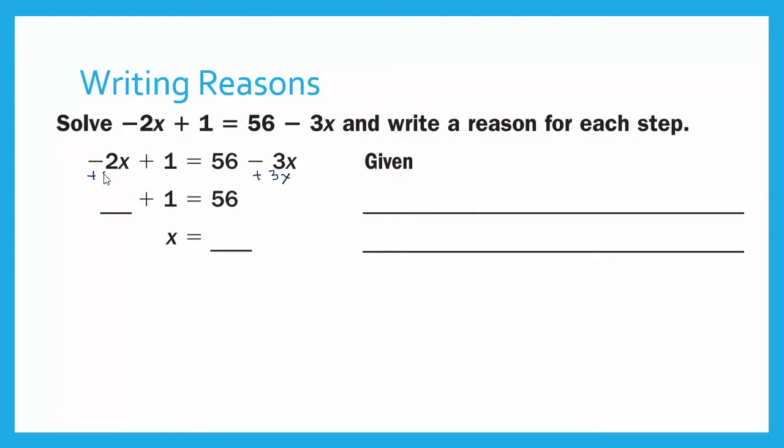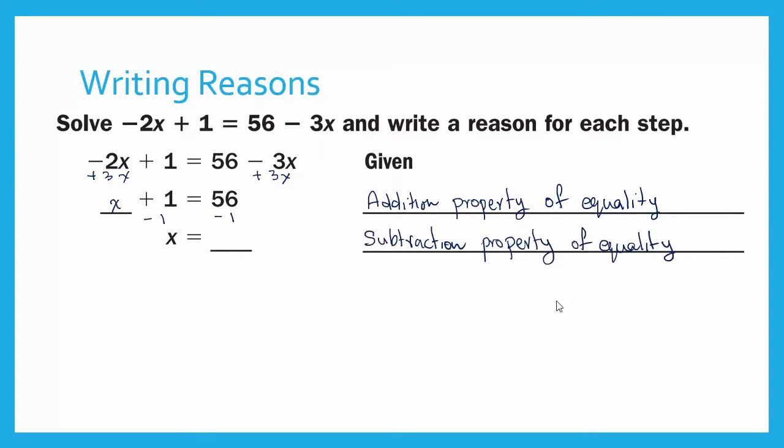And when I add 3x on both sides, what I'm doing is the addition property of equality. Negative 2x plus 3x is just 1x, and 1 times x is just x. So I've got x plus 1 is equal to 56, so negative 3x plus the 3x equals 0, and that goes away. Our next step from here is to isolate our x by subtracting 1 on both sides, and this is the subtraction property of equality. 56 minus 1 is 55, so x equals 55.